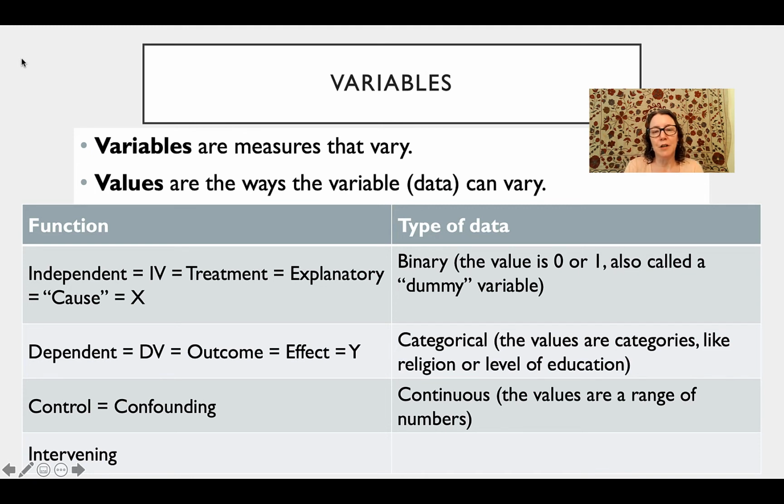Finally, a continuous variable is a variable that has a range of numbers. Examples include the Transparency International Corruption Perceptions Index and World Bank governance indicators.